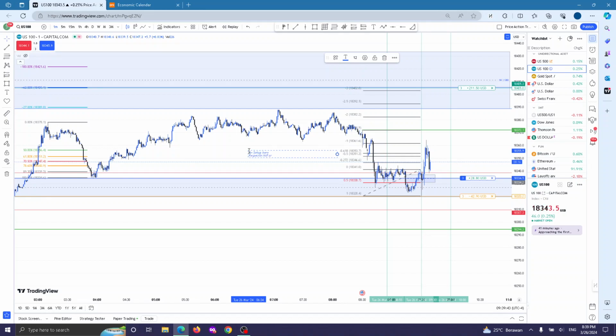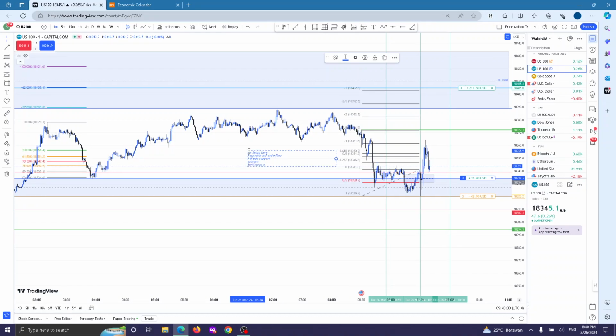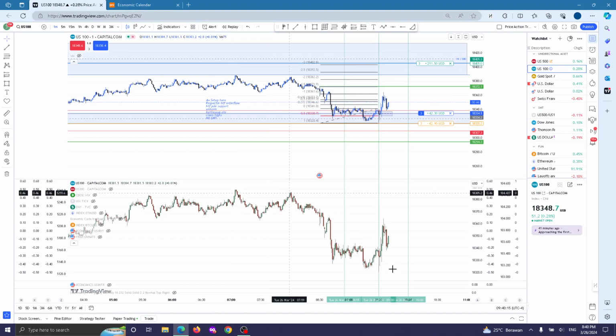Respecting high order flow. MPDA support. Waiting for turtle soup, OD in highs. No SMT. Can't find any SMT. That's fine. There's no SMT till now.